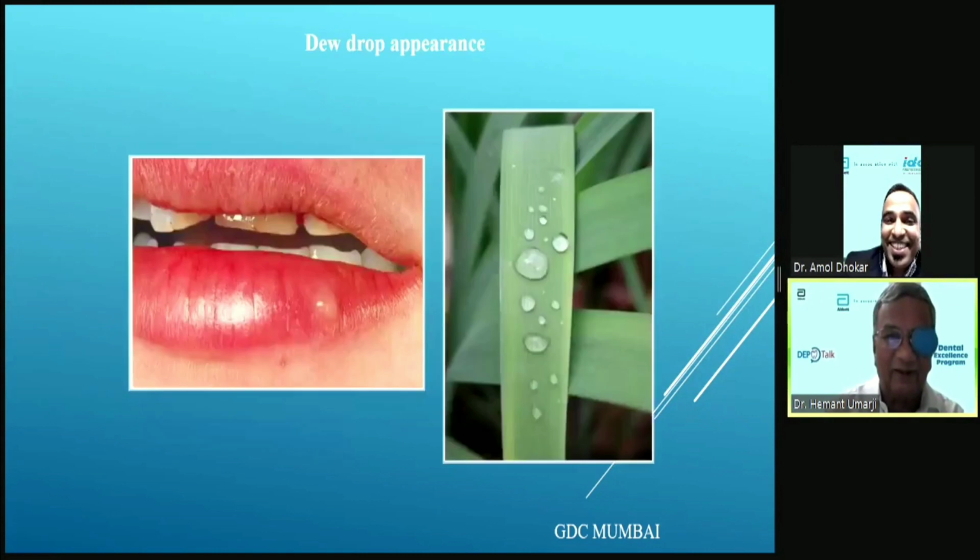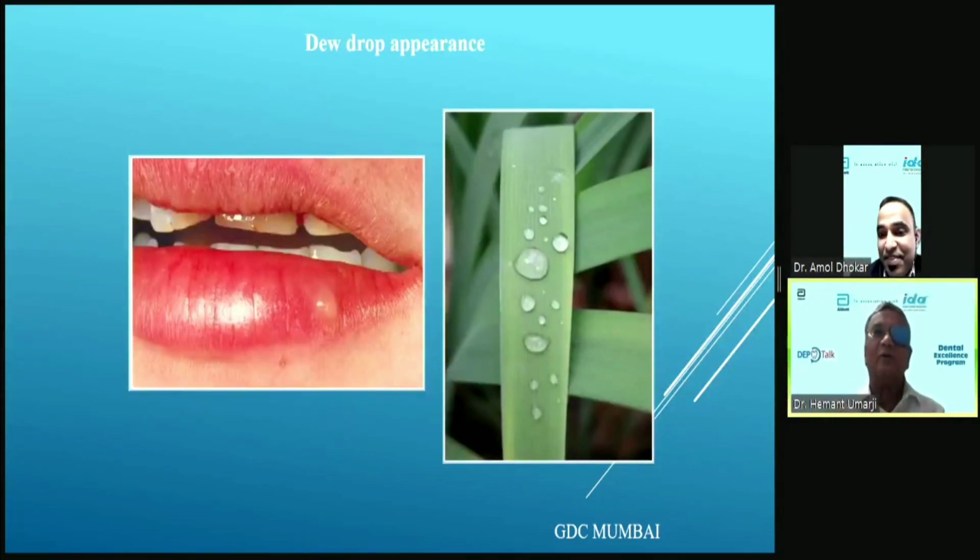Now we come to the vesicular lesions. This is a dewdrop appearance. If you look at the lower lip of this patient, you find that it looks like a drop of dew. This is called a herpetic vesicle. It looks like a drop of dew because it is superficial, intraepithelial. The superficial covering is very thin and translucent, so the fluid can be seen through it. Therefore it is called a dewdrop appearance, and this is typical of a herpetic vesicle.